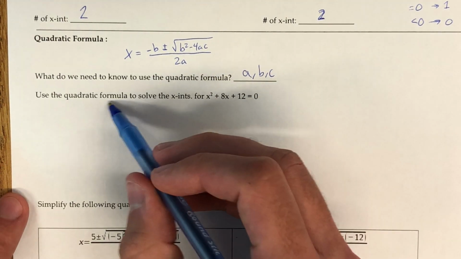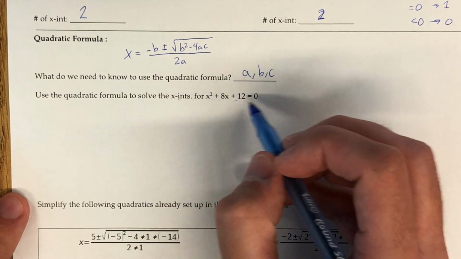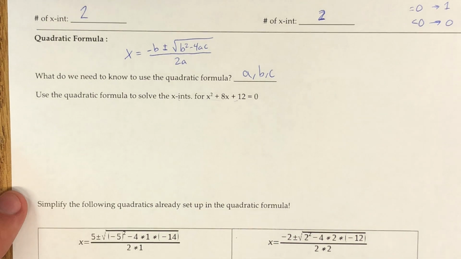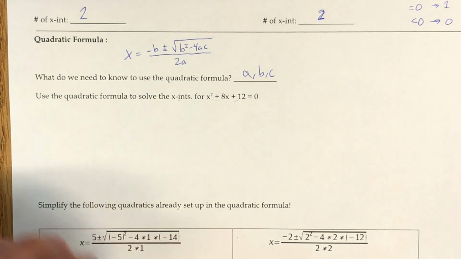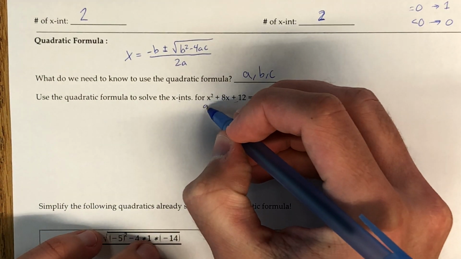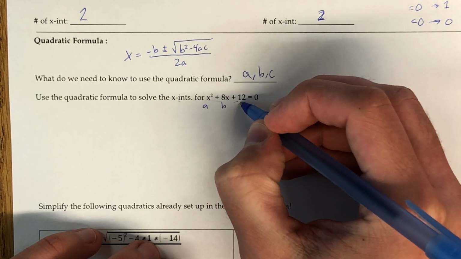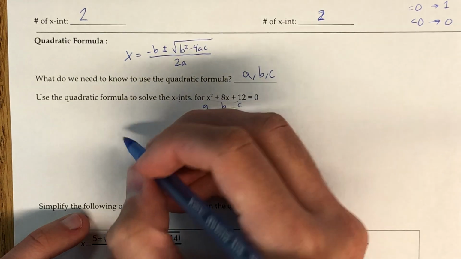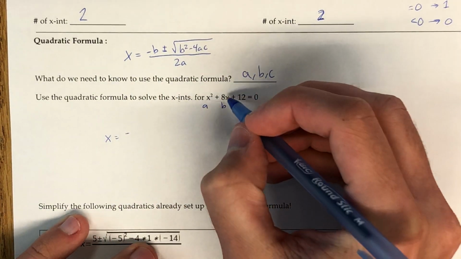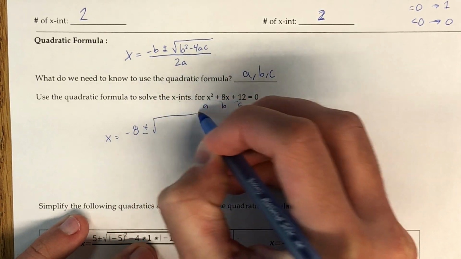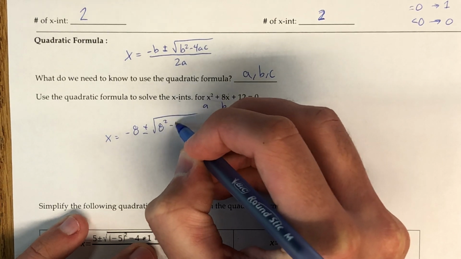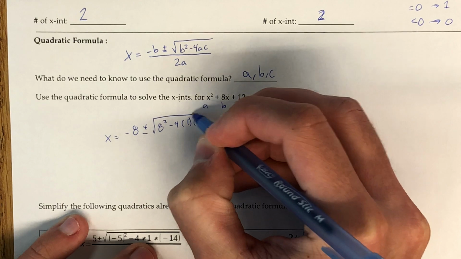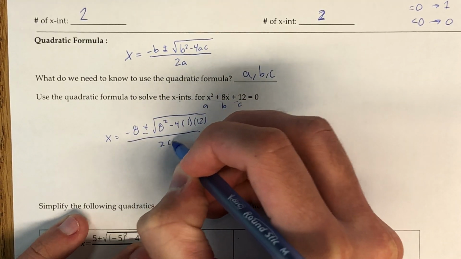So let's use the quadratic formula here to solve for the number of x-intercepts. So again, the quadratic formula tells us how many x-intercepts we have. That's what it's useful for. So in this case, our a would be 1, our b would be 8, our c would be 12. So x then is equal to negative b, so negative 8, plus or minus the square root of 8 squared, so b squared, minus 4 times 1 times 12, so plugging in a and c, all over 2 times a.